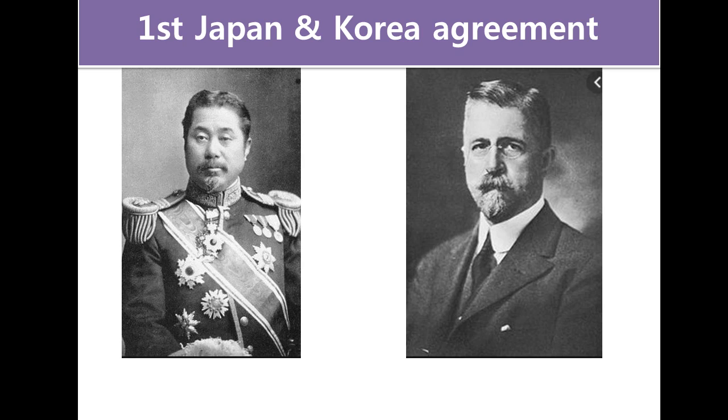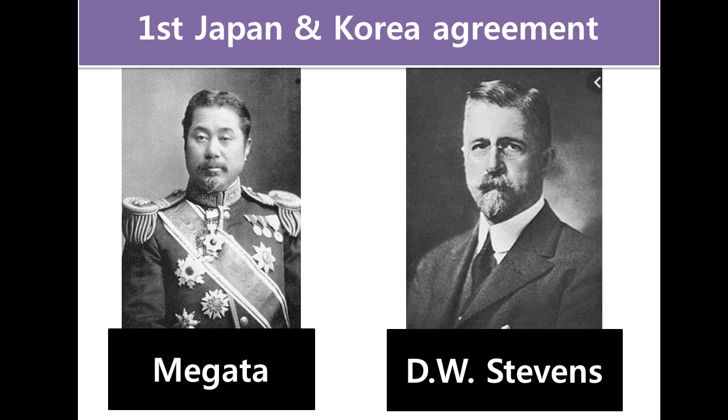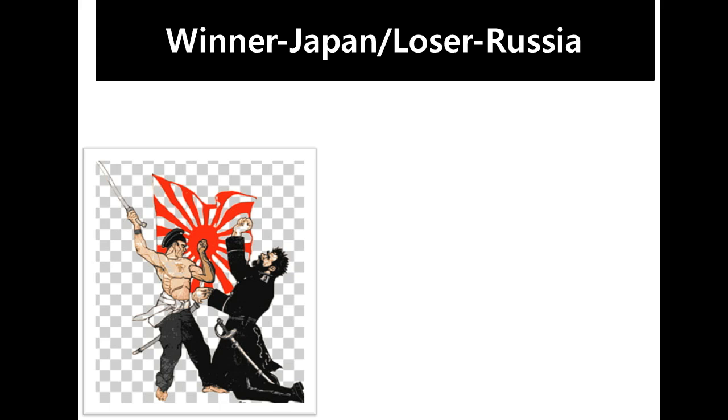Because of this agreement, Japan made Makata and Stevens work in the Korean government as a financial advisor and an international advisor. In this picture, the left one is named Makata and the right one is D.W. Stevens. From this moment, the influence and interference of Japan in the Korean government became stronger. And in the war between Japan and Russia, the winner was Japan and Russia became the loser.